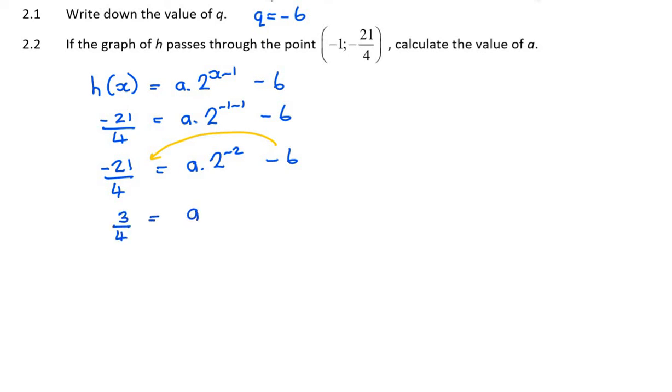And then 2 to the negative 2 is 1/4. And so I can pretty much now see that a is 3, because I can multiply by 4 on both sides now, because they both have a denominator of 4. And if I multiply by 4 on both sides, they cancel, and I get a is 3. So basically, I have solved the equation of this function. So it's 3 times 2 to the x minus 1 minus 6.